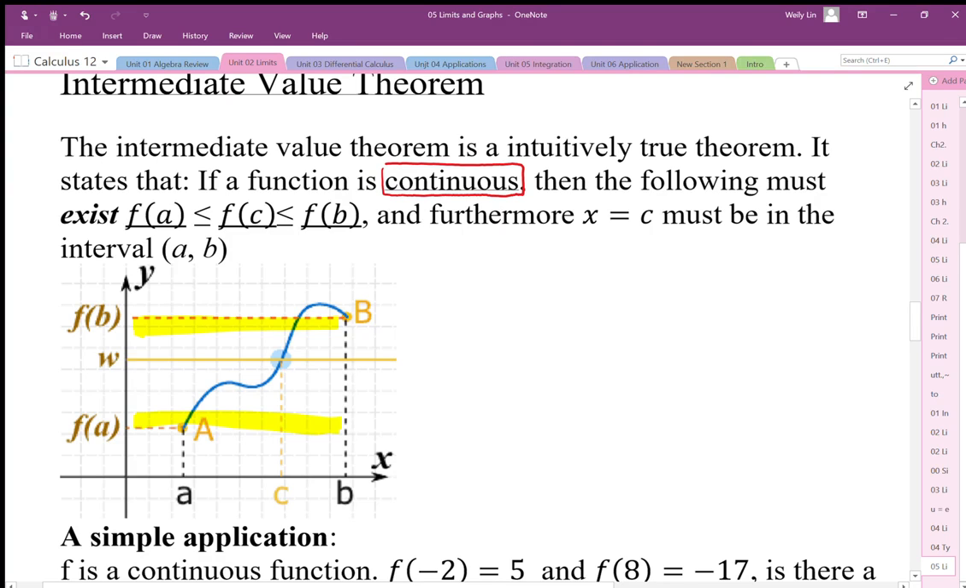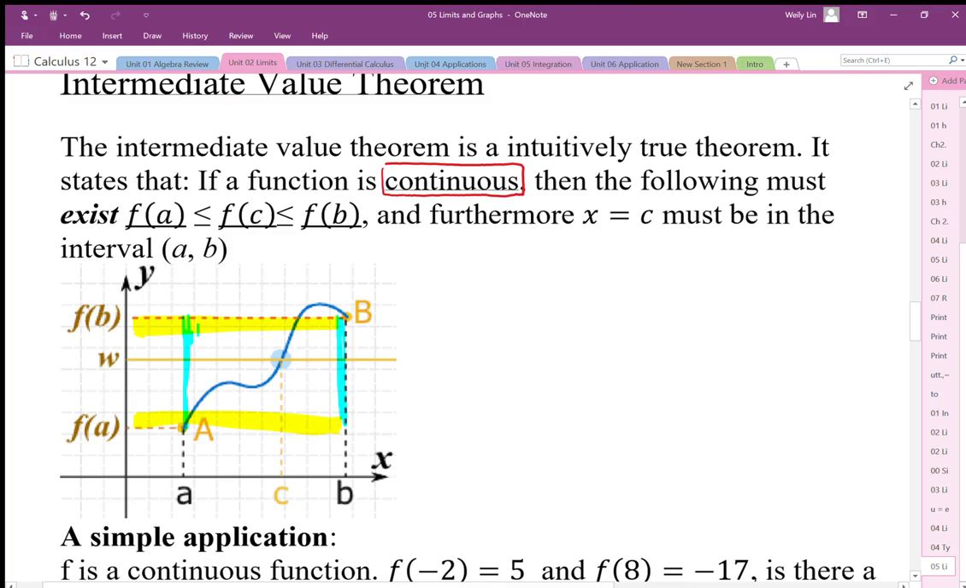Okay? Furthermore, when it comes to what's happening in the x-axis, we also have some constraints. We know that the C value has to be constrained between here and here. Okay? So we know that when we find C, it's going to be in here.